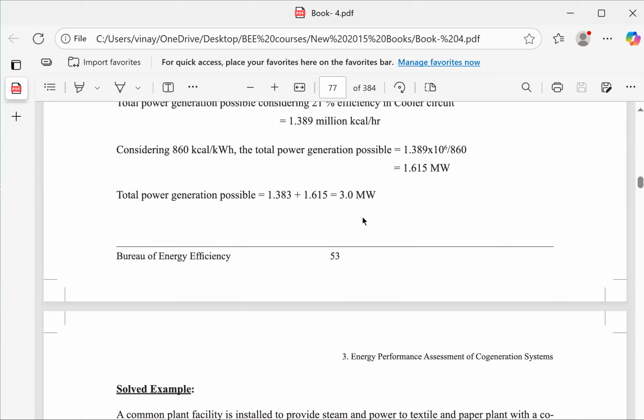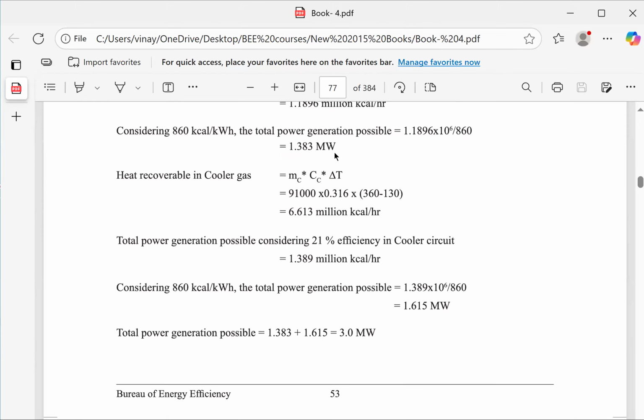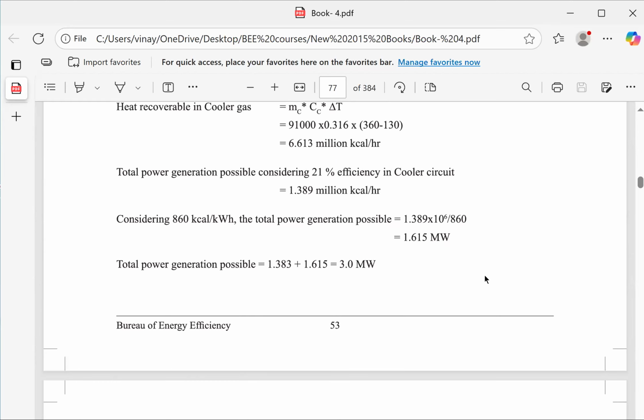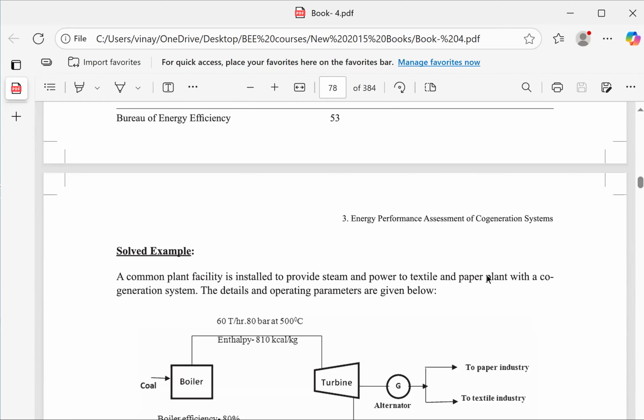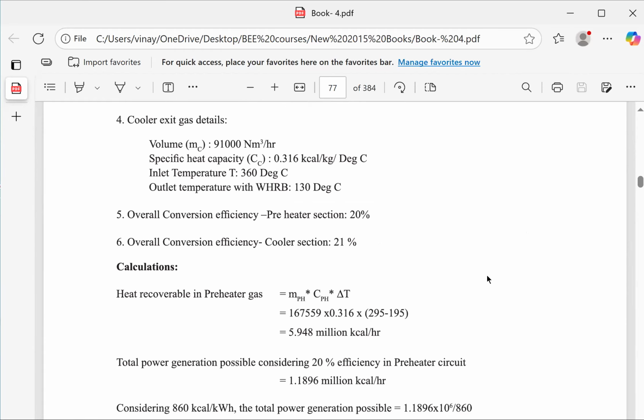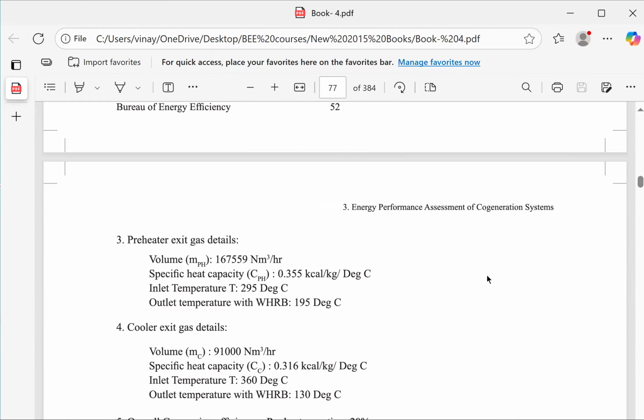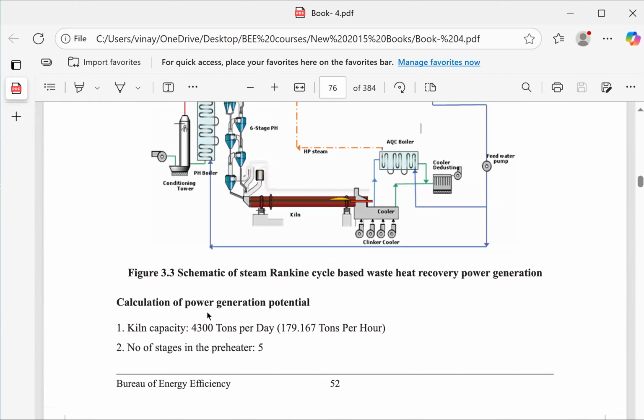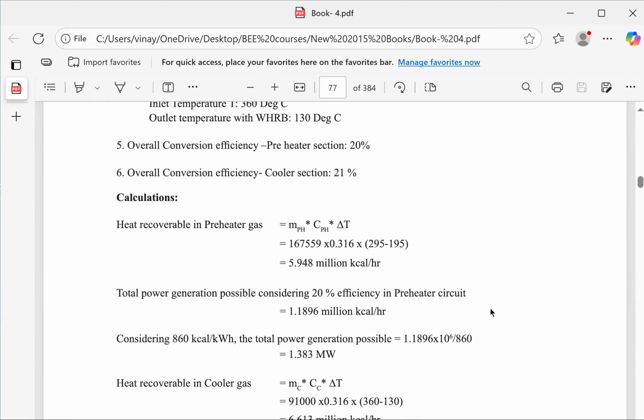Taken together, we have a possible capacity to generate 3 megawatts. Earlier this one was 1.383, and by this it is 1.615. Taken together, 3 megawatts you can generate. That is the potential to generate electricity. That is the first answer. What is that? The calculation for power generation potential. How much power can be generated? You can calculate.